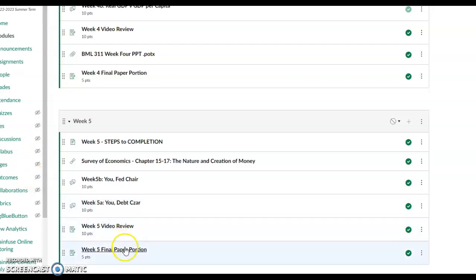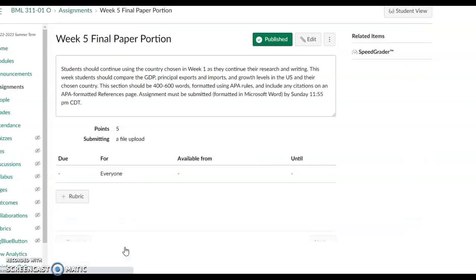First thing is the next section of your final paper and what you're going to be writing on. With the country that you've selected to compare against the economic indicators of the United States, we are going to focus on talking about GDP, as well as principal exports and imports, and also the growth levels within your country as well as the United States. So think about real GDP. Think about GDP per capita.